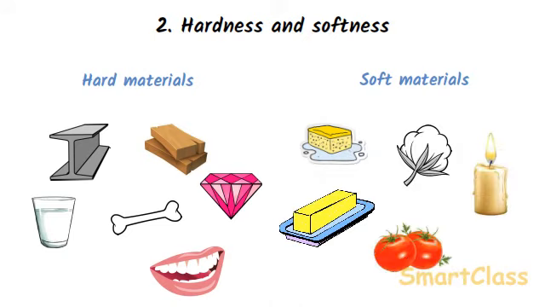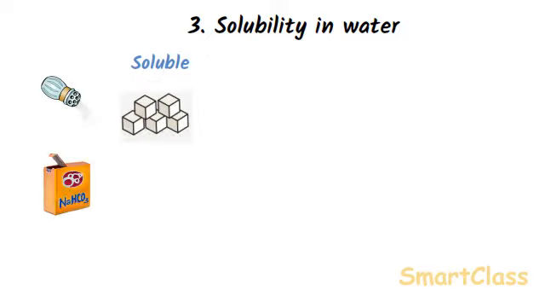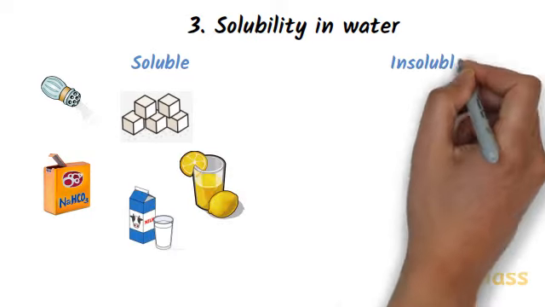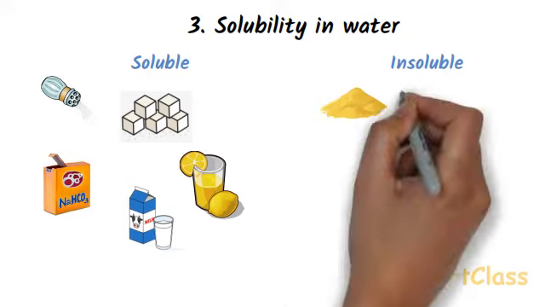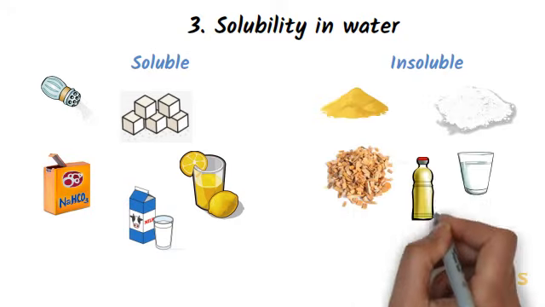Classification of materials on the basis of their solubility in water. Some materials are soluble in water whereas others are not. So, all the materials can be classified into two groups on the basis of their solubility. Soluble materials are salt, sugar, washing soda, lemon juice, milk, etc. And insoluble materials are sand, chalk powder, sawdust, glass, oil, etc.